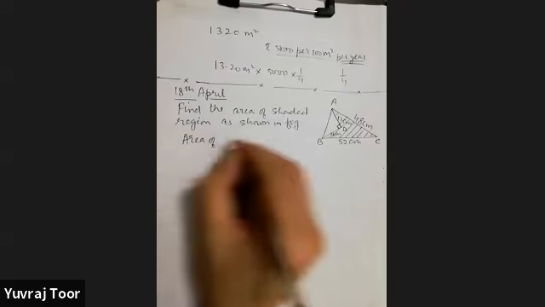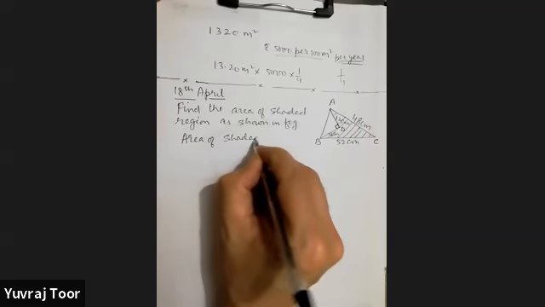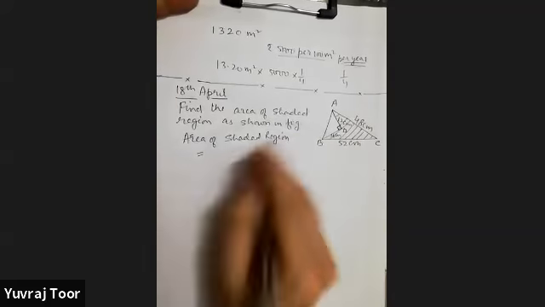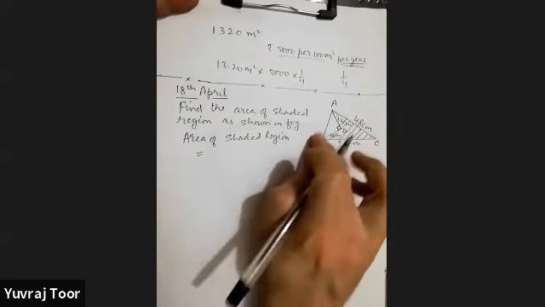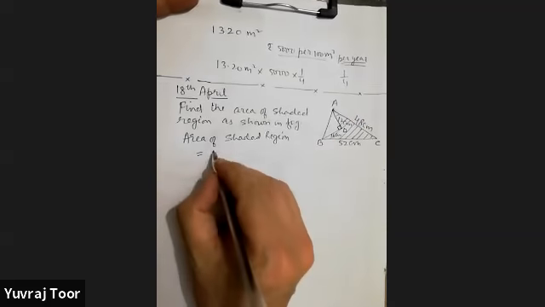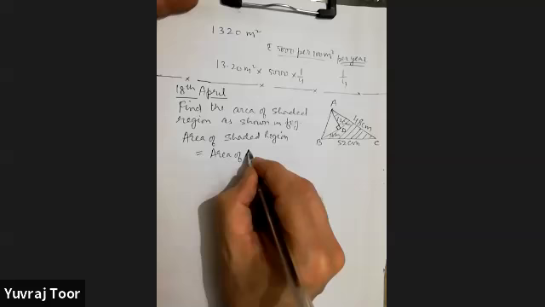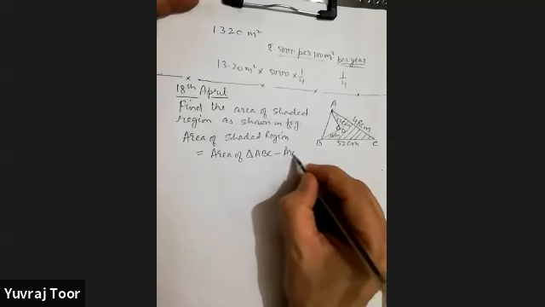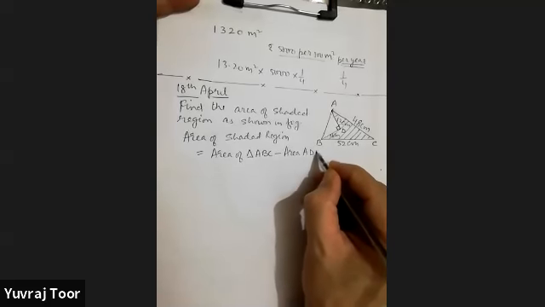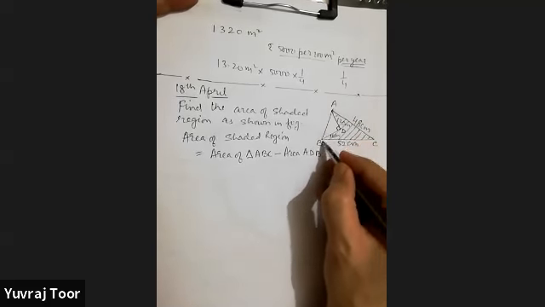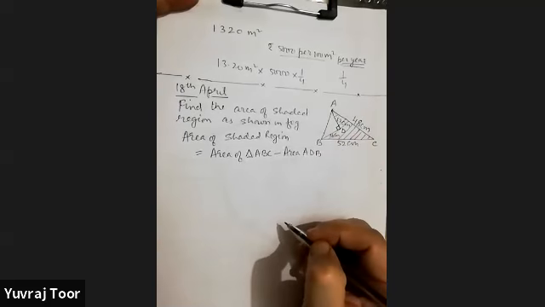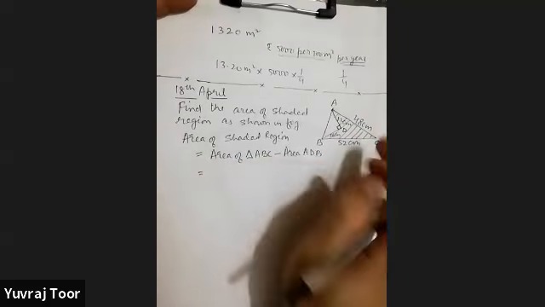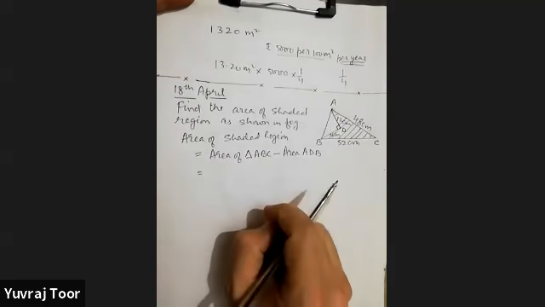Area of shaded region. So we will look for the area, and if you want to have this whole area, then it is area of triangle ABC, and then we'll subtract area ADB. We'll subtract this ADB. Fine. So now the question is, how can we find the area of ABC?